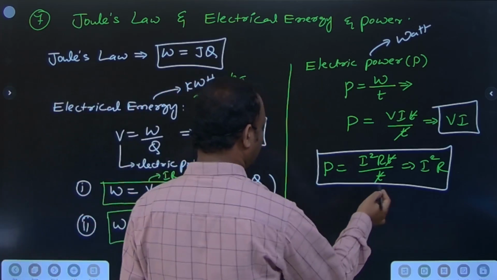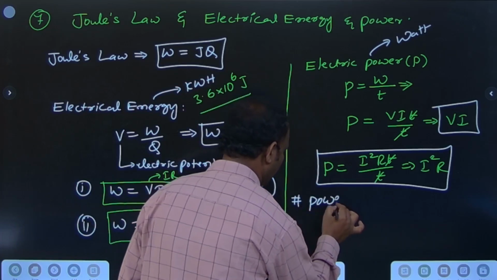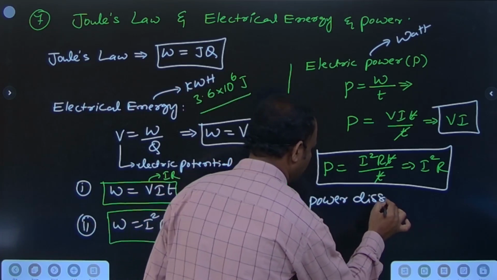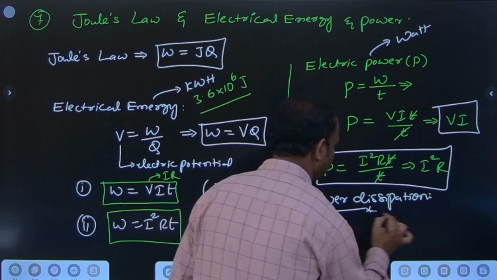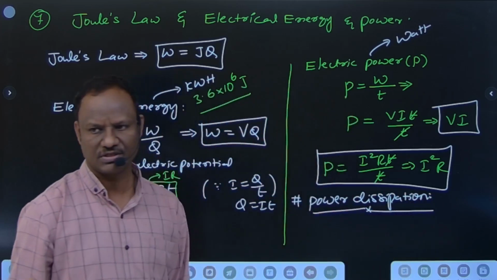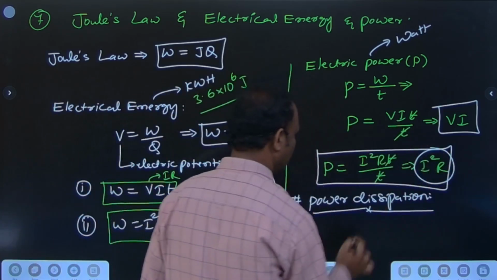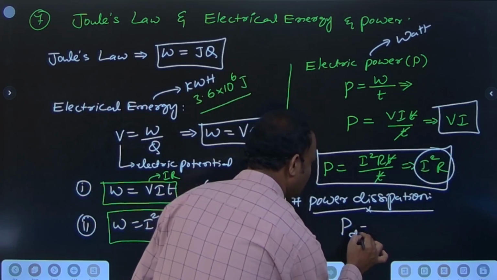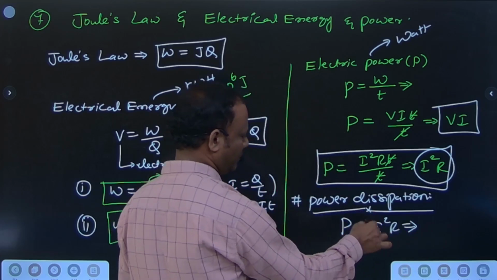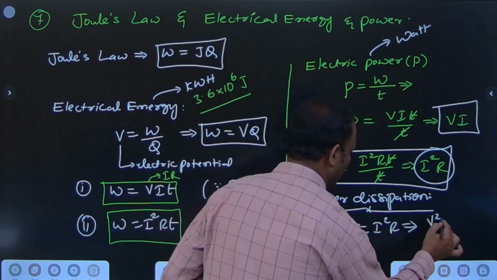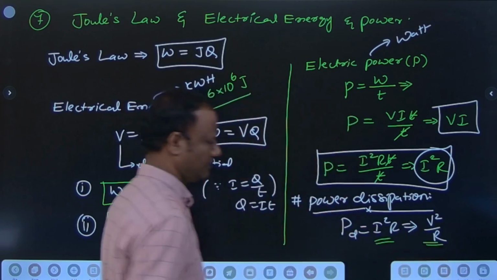Next one, power dissipation. Power dissipation means when power is dissipated in a resistor. Where a resistor is present, power dissipation is equal to I square R. In place of I, V by R, so it is V square by R. So two relations we can use.